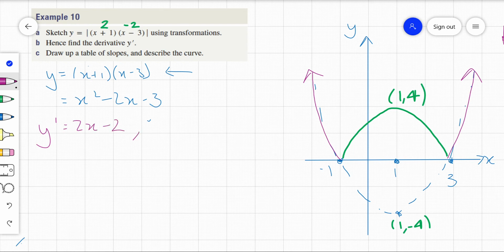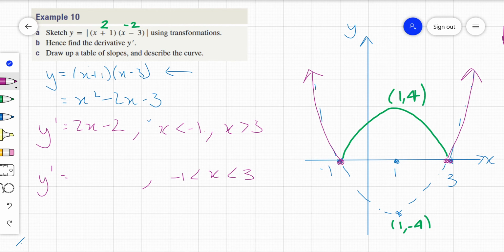So that is going to be the gradient function for where x is less than -1 and for where x is greater than 3. At these points, -1 and 3, they're critical points. They're undefined, we can't do a gradient function there because they're undefined at those points. They're critical points. All right, so what about for x's between -1 and 3? What would y dash be?